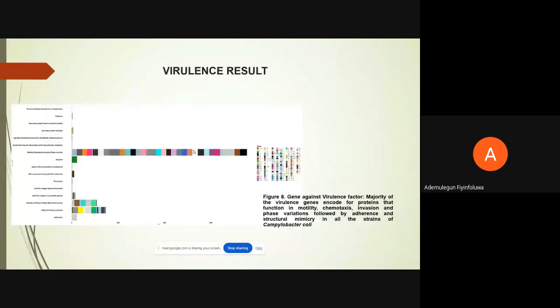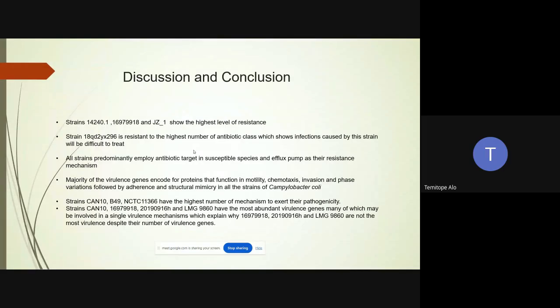The figure 5 shows the gene against... sorry, Miss Farsana, please, your time is up. Please, can you just go to the conclusion? Please. Thank you.